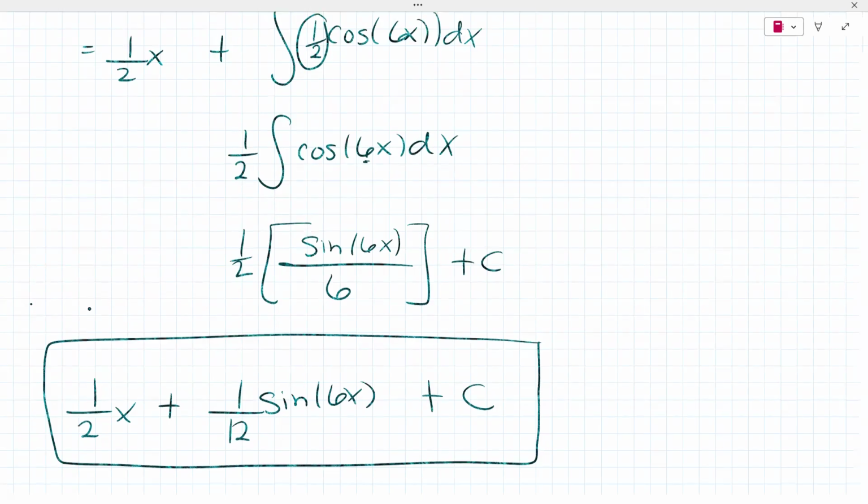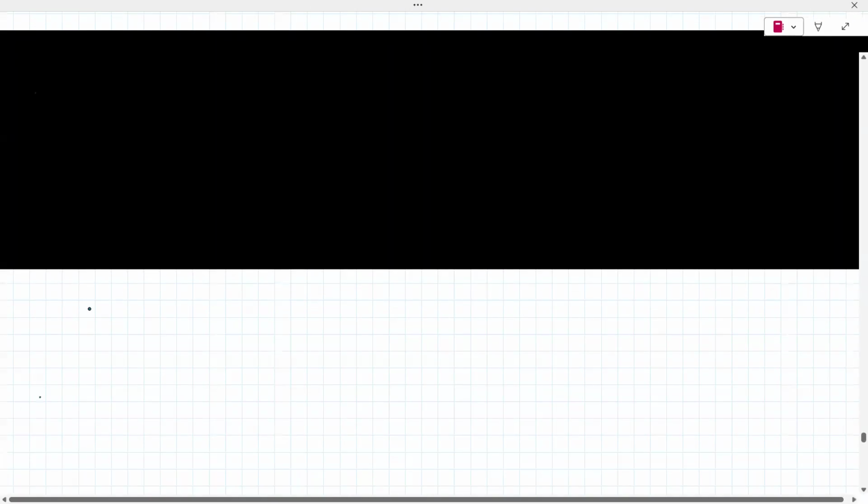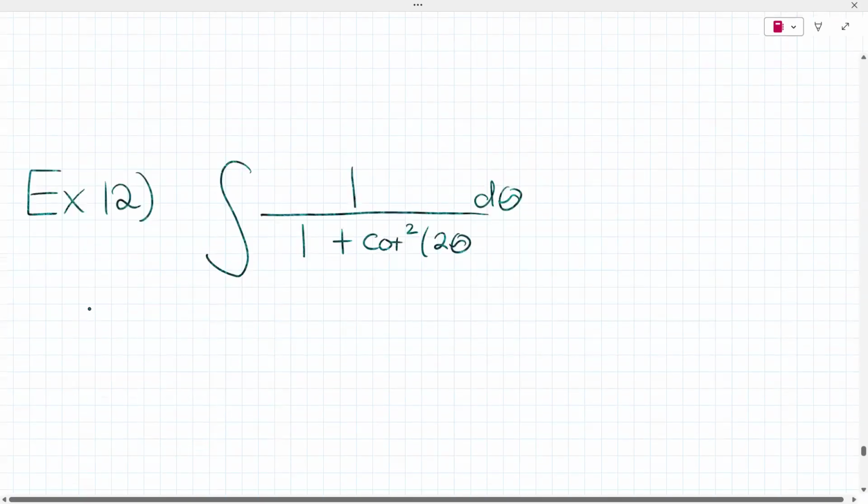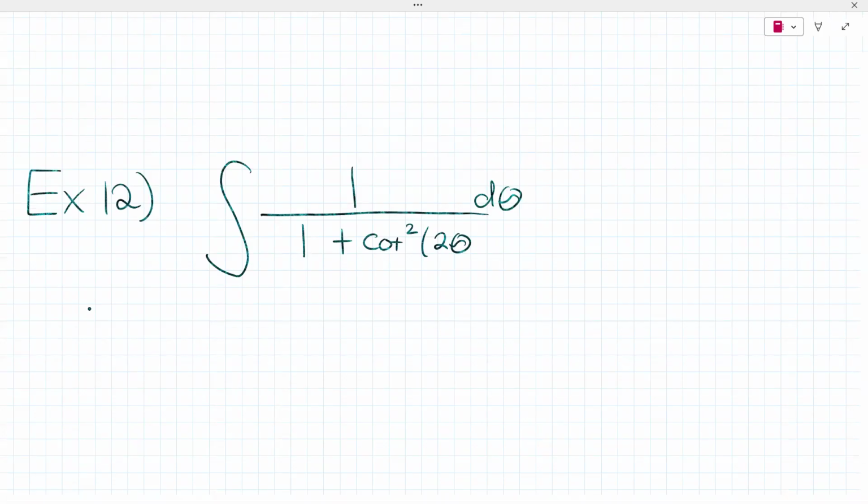Let's move on to 2 more examples and we'll be done. Example 12, take the integration of 1 over 1 plus cotangent squared 2 theta, d theta. What do we know? Because this does not look like one of our rules. So you're going to have to use some trig identity.